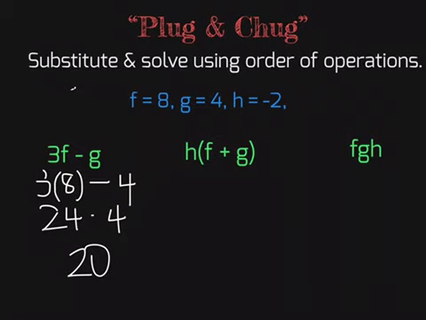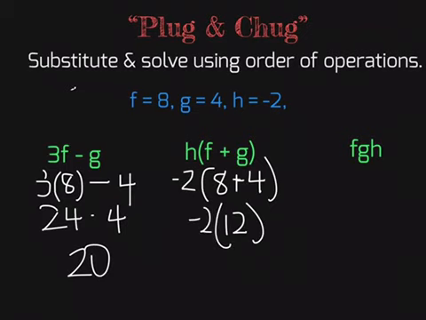My second expression is h times the quantity f plus g. Again, I am simply going to substitute my values. So I have negative 2 in for h, f is 8, and g is 4. And once I've plugged those in, I solve according to order of operations. This time I need to do parentheses first. So 8 plus 4 is 12.